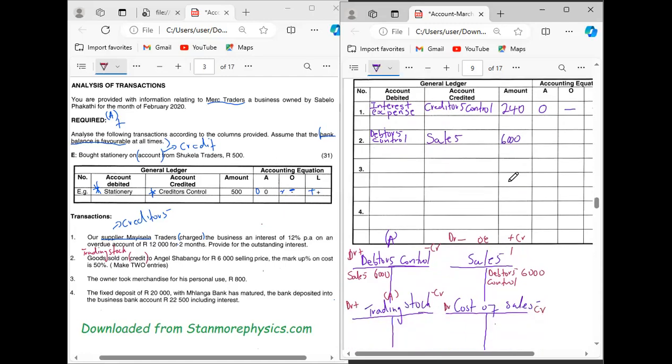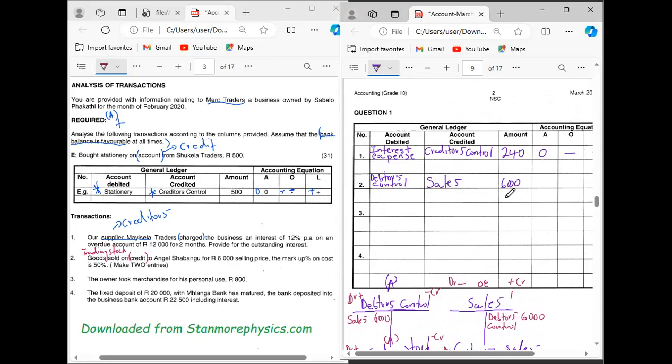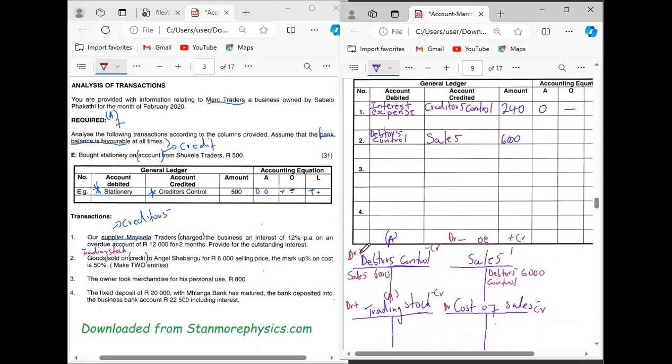And then now we may start with our accounting equation. Debtors control is classified as what? Asset, owner's equity, or liability? It's classified as an asset. Plus or minus? We recorded under the positive sign. Then we go to asset, and we write the positive sign.